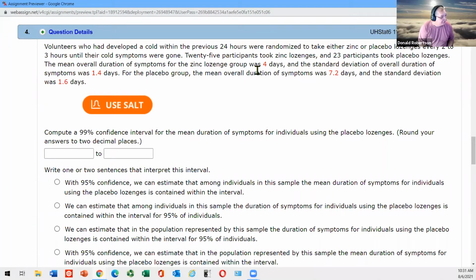Twenty-three took the placebo. The mean overall duration of symptoms for the zinc group was 4 days. Standard deviation was 1.4. For the placebo group, it was 7.2, and the standard deviation is 1.2.